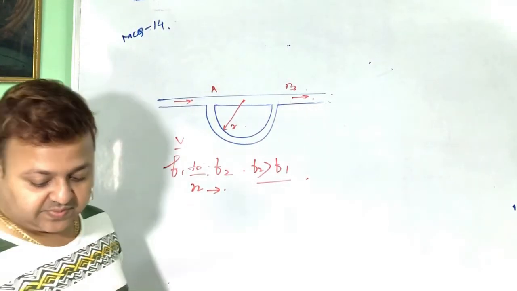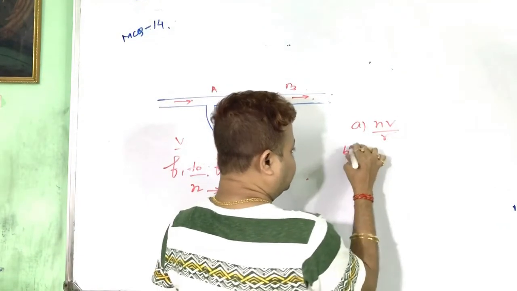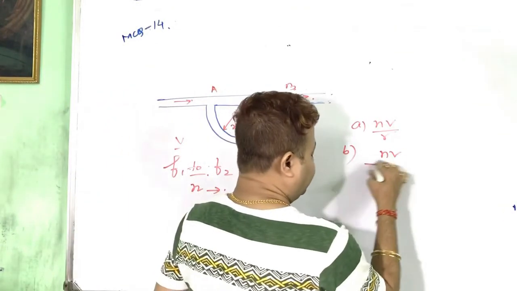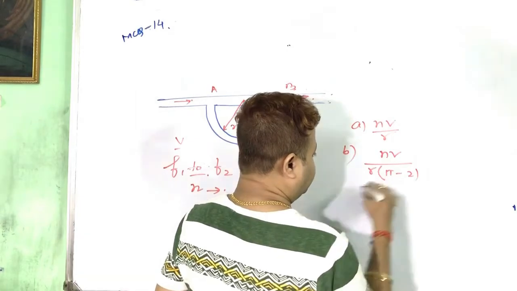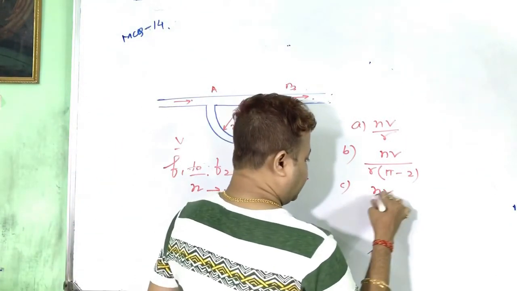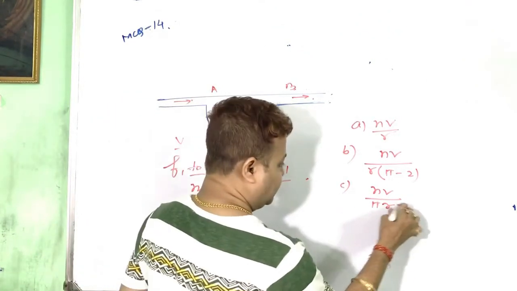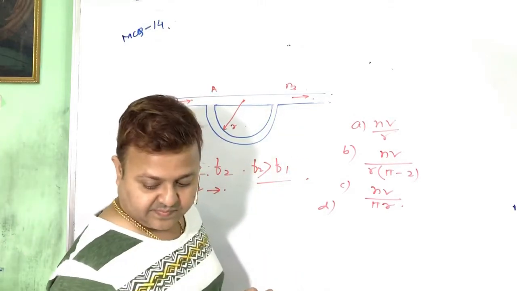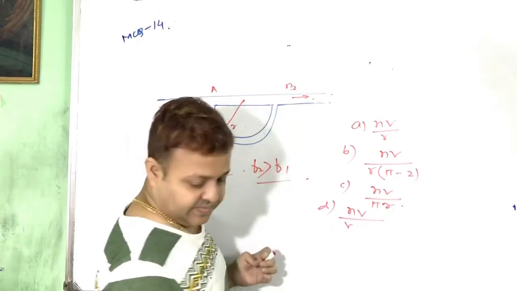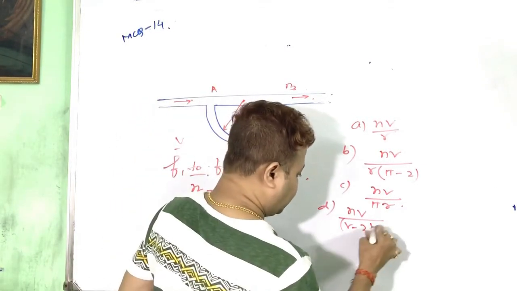আগে অপশনগুলো বলে দিই, তারপর আমি বলছি। NV by R, NV divided by R into pi minus 2, NV by pi R, NV divided by R minus 2 into 1.